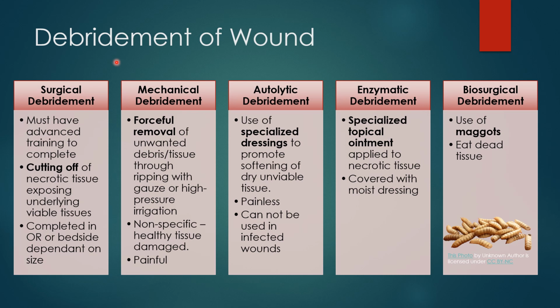It is something that is not done on purpose. Mechanical debridement through ripping off with gauze is probably the most common kind. This happens when a dressing gets dry or the wound gets dry and the dressing adheres to the wound itself. And when we go to remove the dressing, it sticks to that wound base and rips off both that non-viable and that healthy tissue.